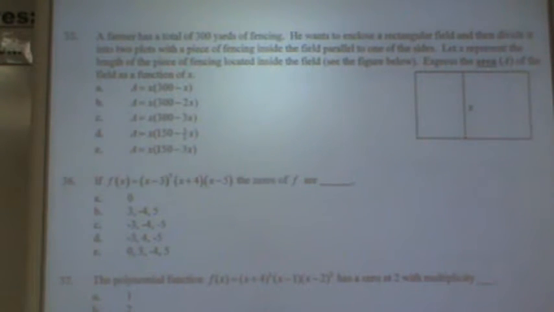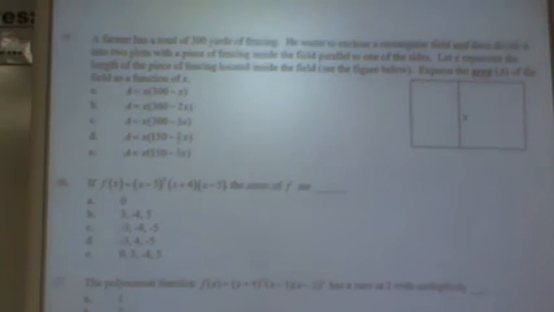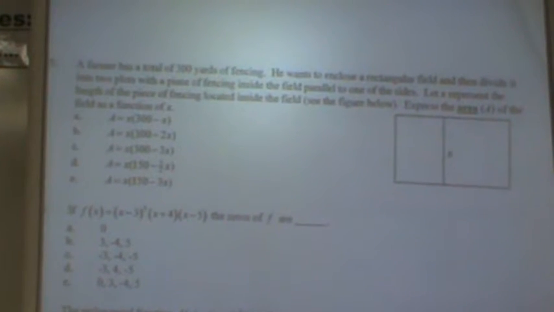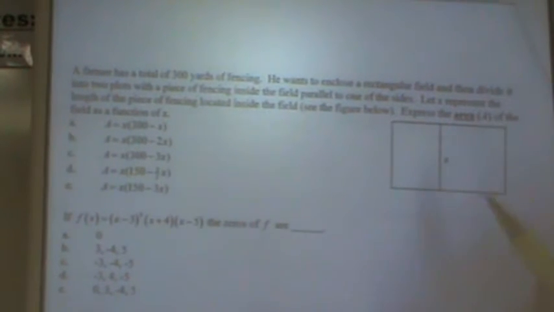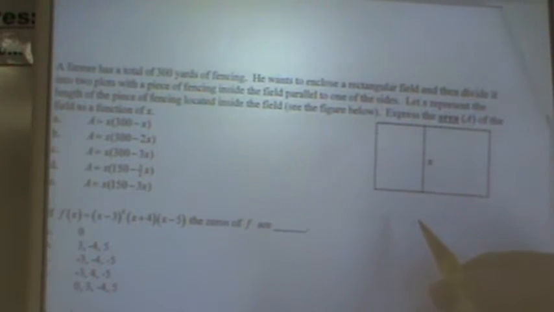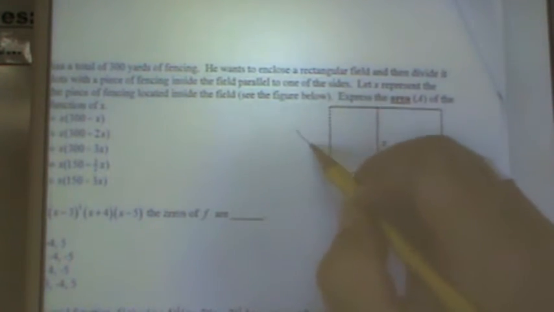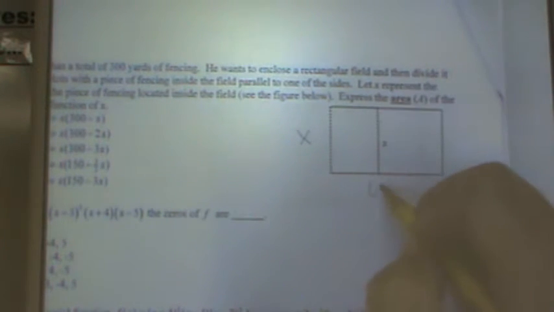It says a farmer has a total of 300 yards of fencing. He wants to enclose a rectangular field and divide it into 2 plots with a piece of fencing inside that's parallel to these sides. So what they're saying is, we're gonna call this side X and this side Y. So this is an X by Y rectangle. But we want to put a fence that's parallel to these 2 sides. So in other words, we have 300 yards of fencing.